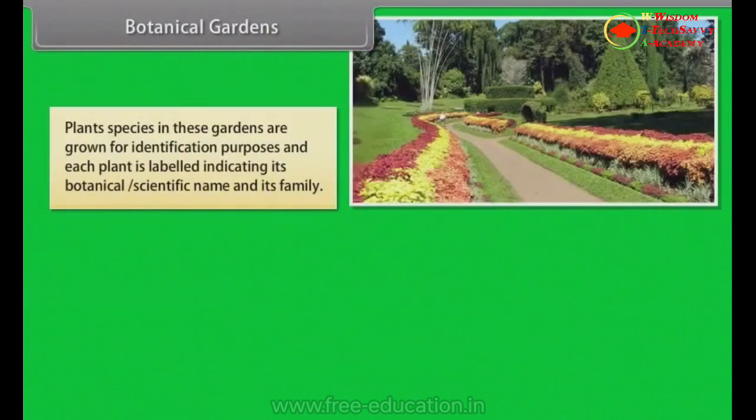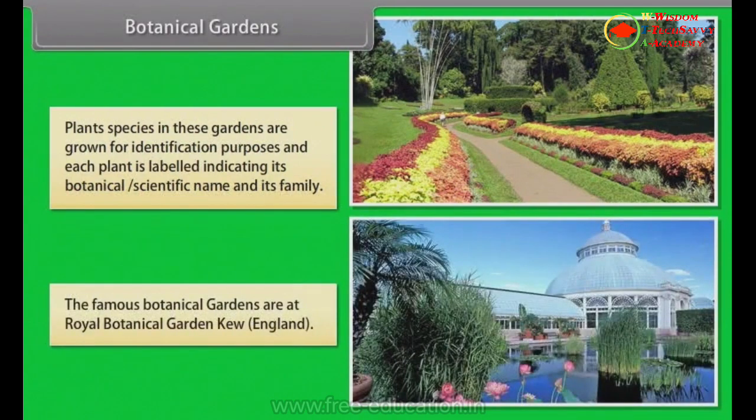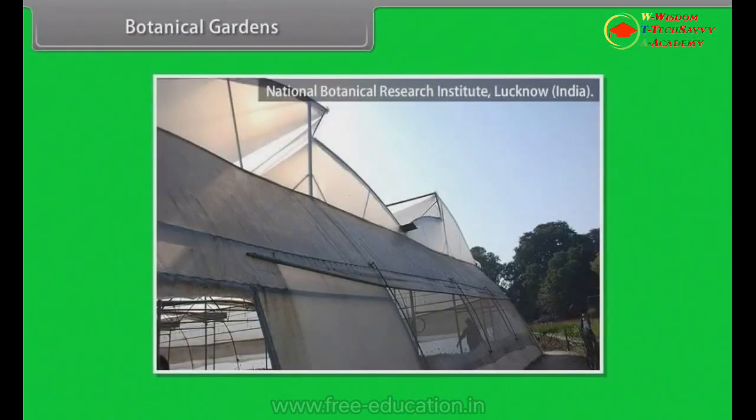Plant species in these gardens are grown for identification purposes, and each plant is labeled indicating its botanical scientific name and its family. The famous botanical gardens are at Royal Botanical Garden, Kew, England. The famous Indian Botanical Research Institute, Lucknow, India.